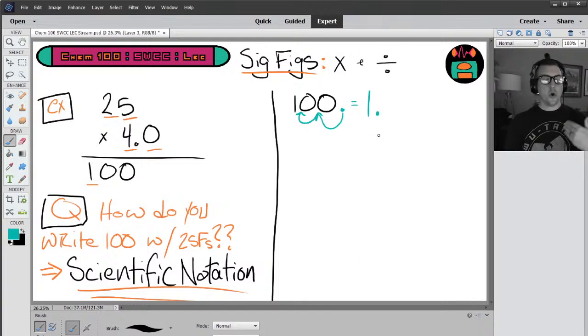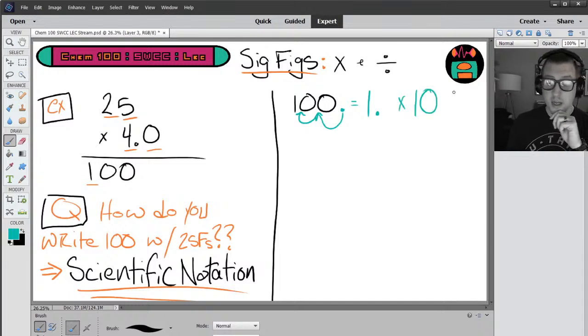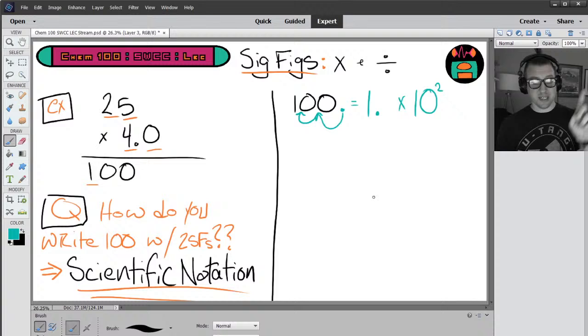But the thing is, 1 has a different value than 100. To make sure this has the same value, we're going to multiply this number 1 by 10 to the power of 2. If you punch into your calculator 1 times 10 squared, the answer is 100. These two have the same value.